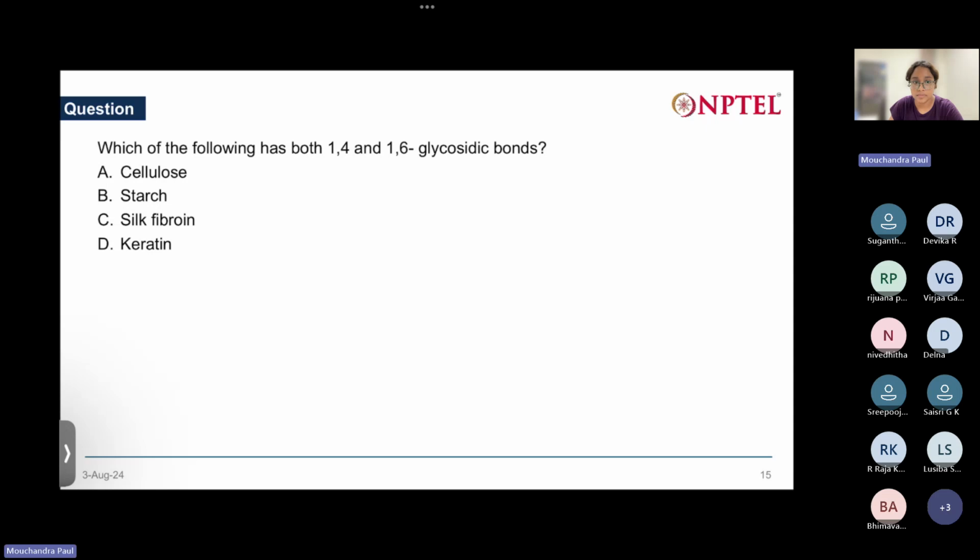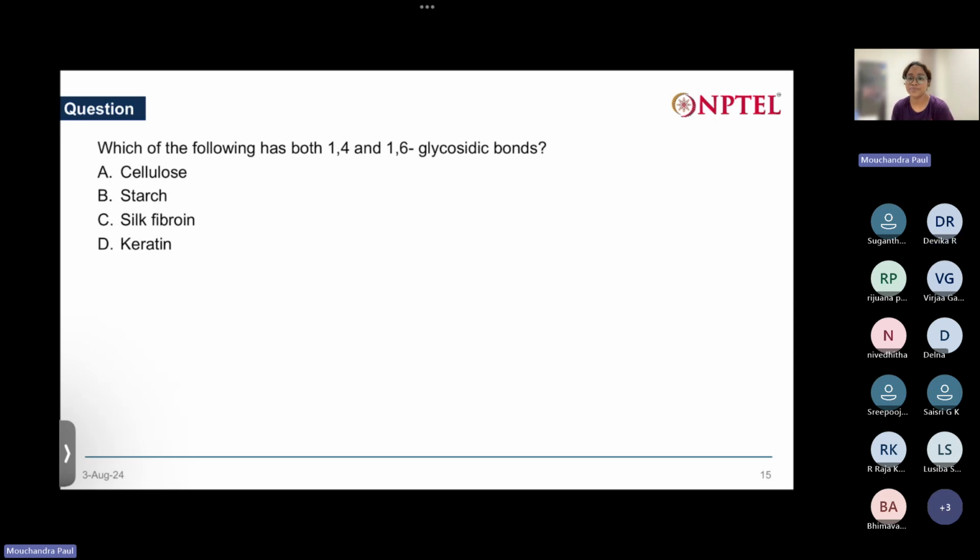So this is the next question. Which of the following has both types of glycosidic bonds, 1,4 and 1,6? For this question, I can give you the freedom to Google the structures. Don't search for the answer, but you can Google the structures of cellulose, starch, silk fibroin, and keratin and answer.